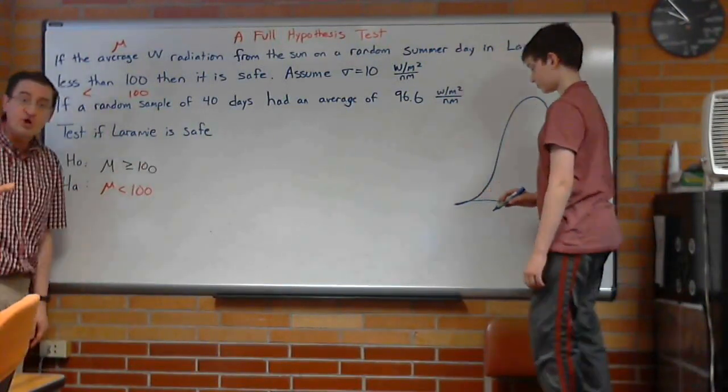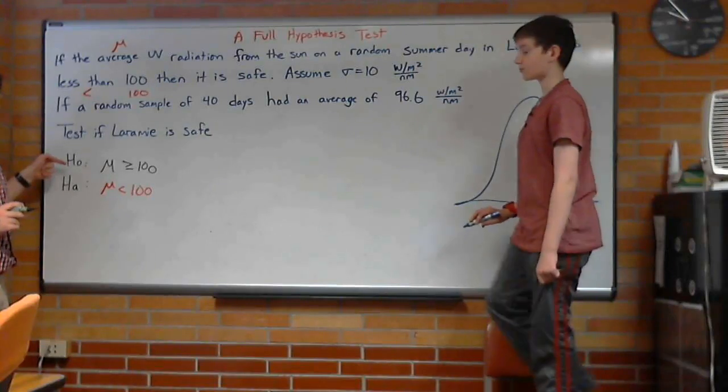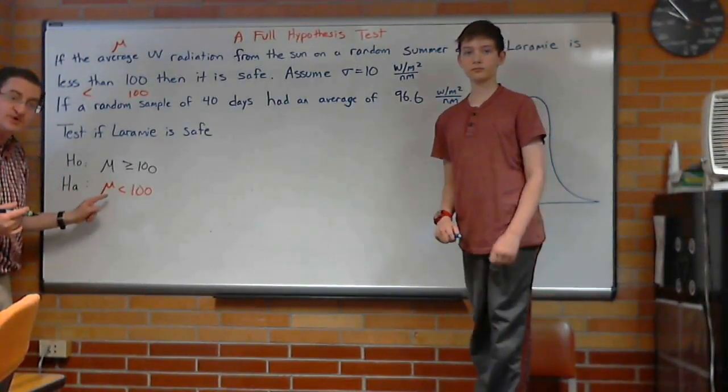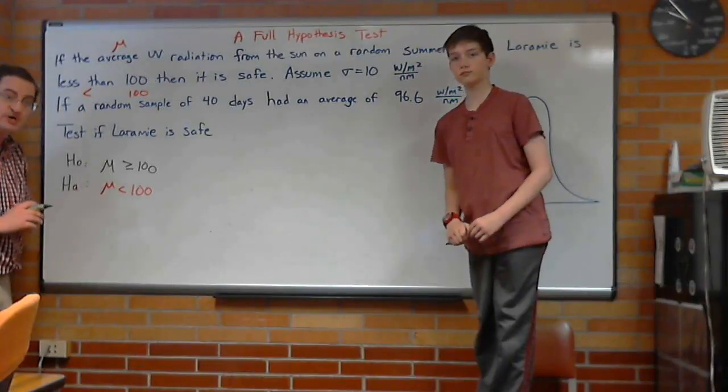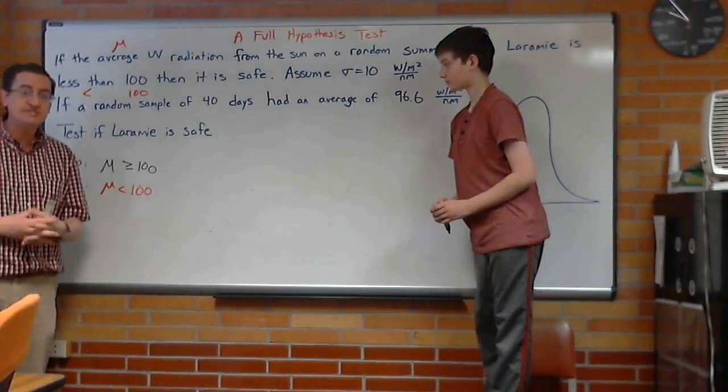A very common problem students struggle with is they think whatever it says in the question must be the null or must be the alternative. The answer is you have to look at what it's asking for and decide whether it has the equals or not. Now I need my alpha, and I really want to know that it's safe.